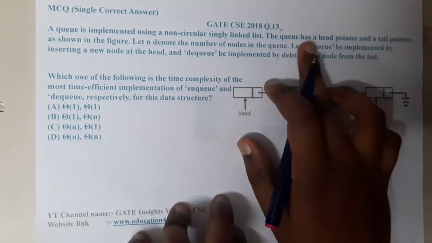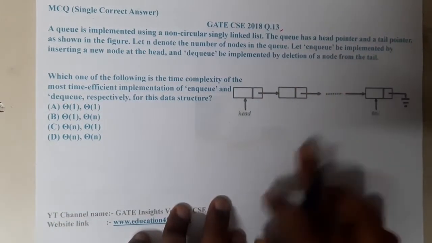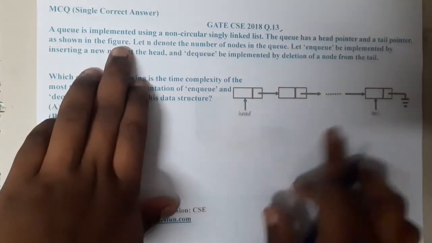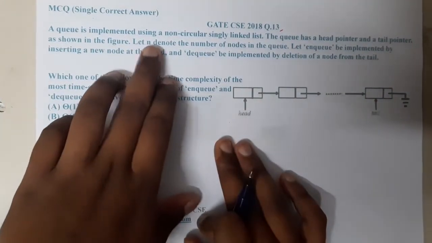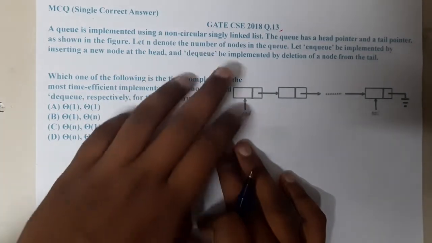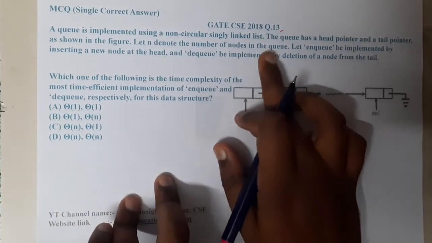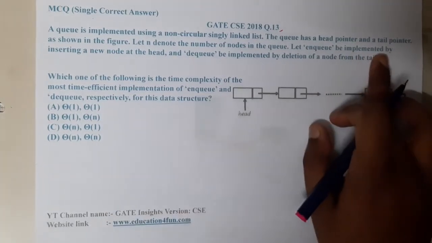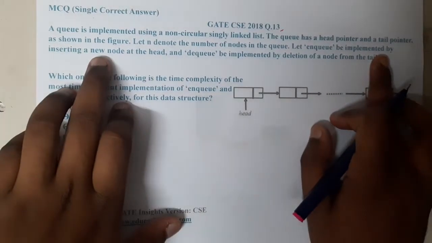So the queue has a head pointer and a tail pointer, as shown in the figure. They gave the figure in the examination. Let n denote the number of nodes in the queue. Let NQ be implemented by inserting a node.